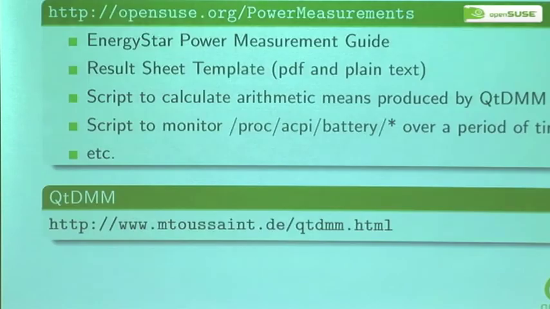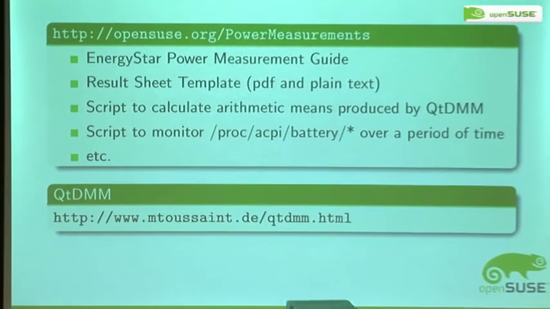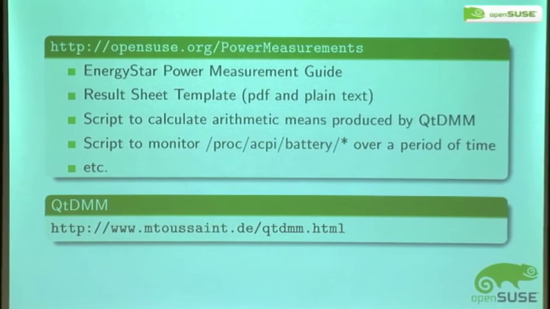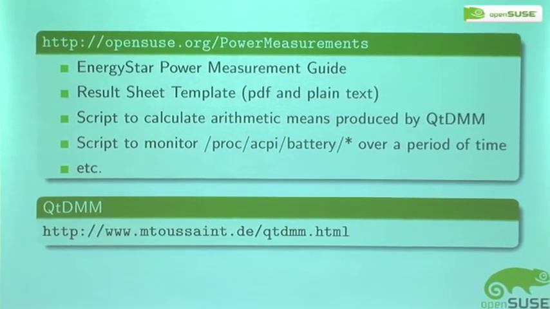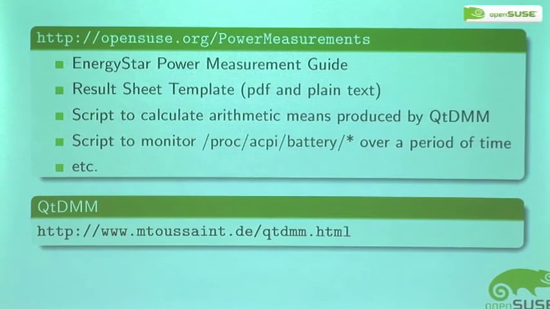So where to find all this information? There's a wiki page on opensuse.org, and it contains a detailed guide on how you can measure your laptop. It also has a result sheet template where you can fill out all your values, and you can also find the scripts which are used there. And this is a central point where I will put more and more information in the future. And of course, that's the homepage of the measurement software.